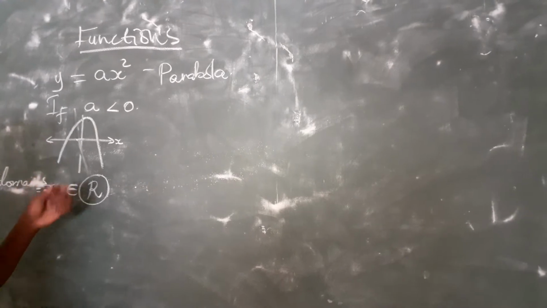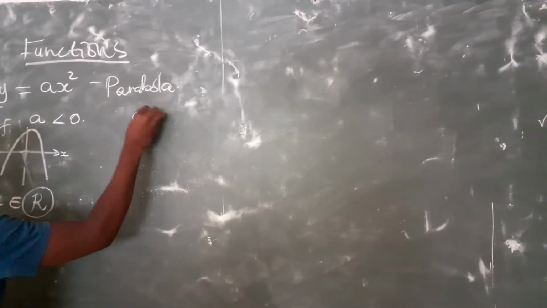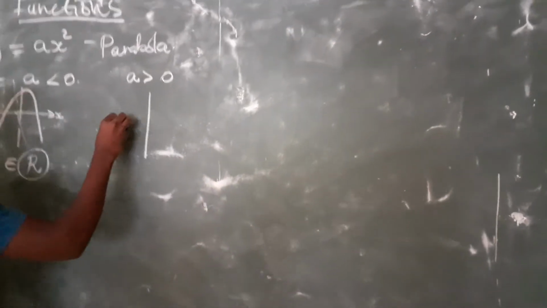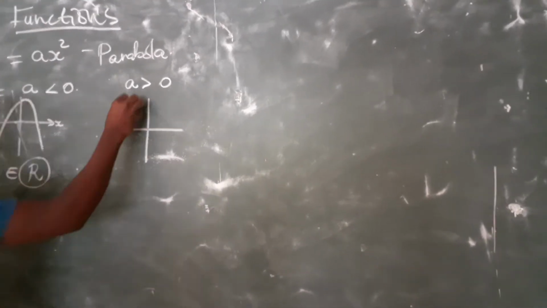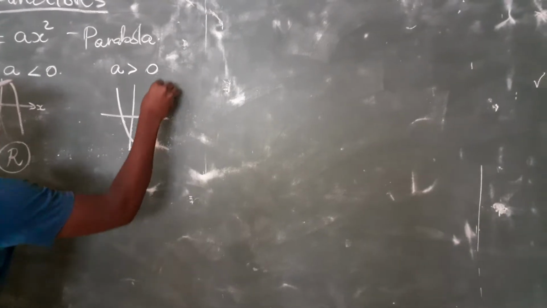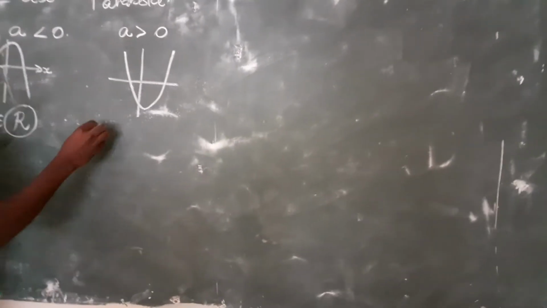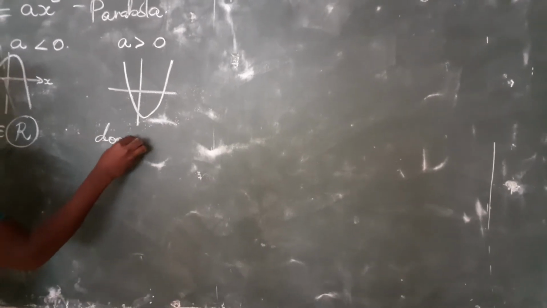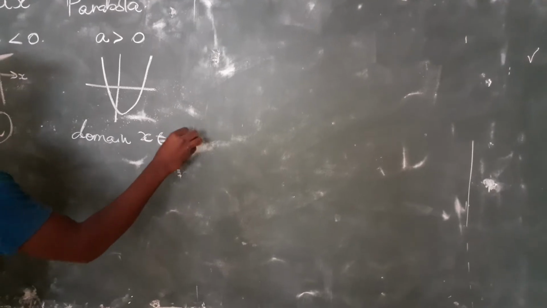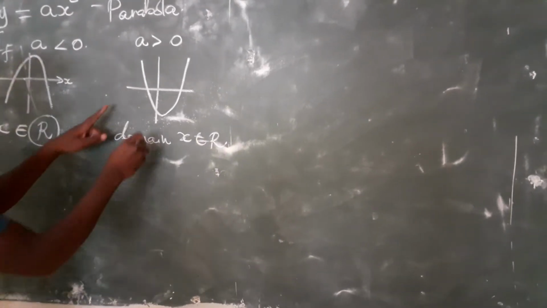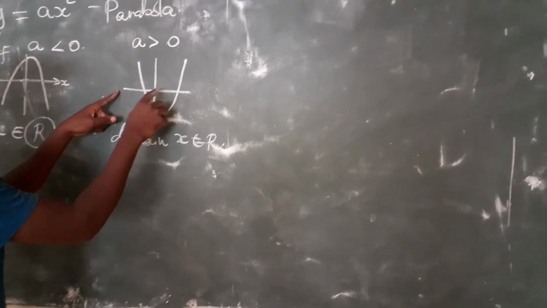Whereas, if my a is greater than 0, it means my graph is smiley. If it is smiley, it will be like this. Therefore, here I'll also have my domain, which will be x is an element of real numbers, because I go from negative x values to positive x values.